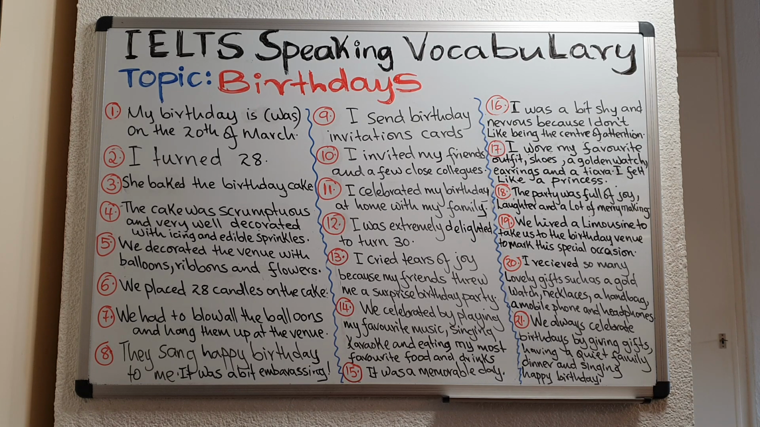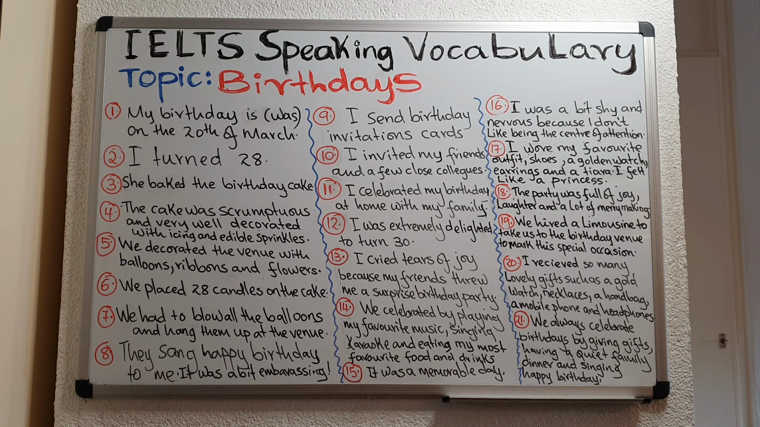Now, number 20: I received so many lovely gifts such as a gold watch, necklaces, a handbag, a mobile phone, and headphones. If the examiner asks, what gifts, what presents did you receive during your birthday? Presents are gifts. You can say, I received so many lovely gifts such as a gold watch, necklaces, a handbag, a mobile phone, and headphones.